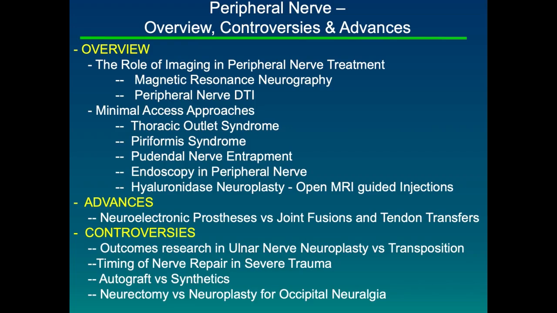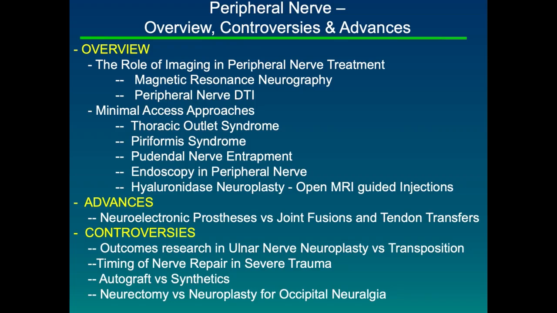Now, overall, we can divide this overview into a discussion of both the general areas of discussion, the important controversies in peripheral nerve surgery, and important advances. So the overview deals with the role of imaging in peripheral nerve treatment, such as magnetic resonance neurography and peripheral nerve DTI, as I mentioned, minimal access approaches.